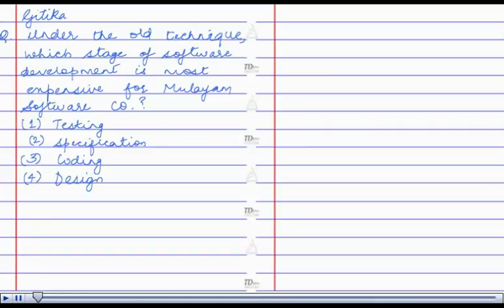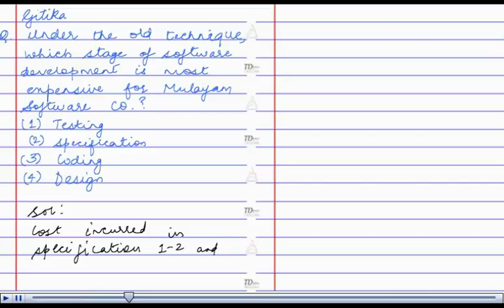Hello, I am Gitika. The question is, under the old technique, which stage of software development is most expensive for Mulayam Software Company? Solution. Cost incurred in specification is number of months 1 to 2 and number of people involved is 2 plus 3, that is 5 people into cost per man per month is 40,000. This is equal to rupees 2 lakh.